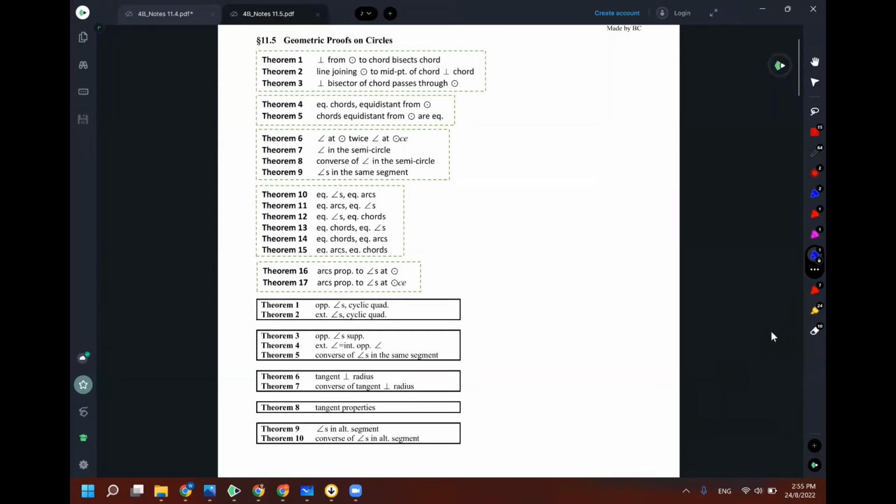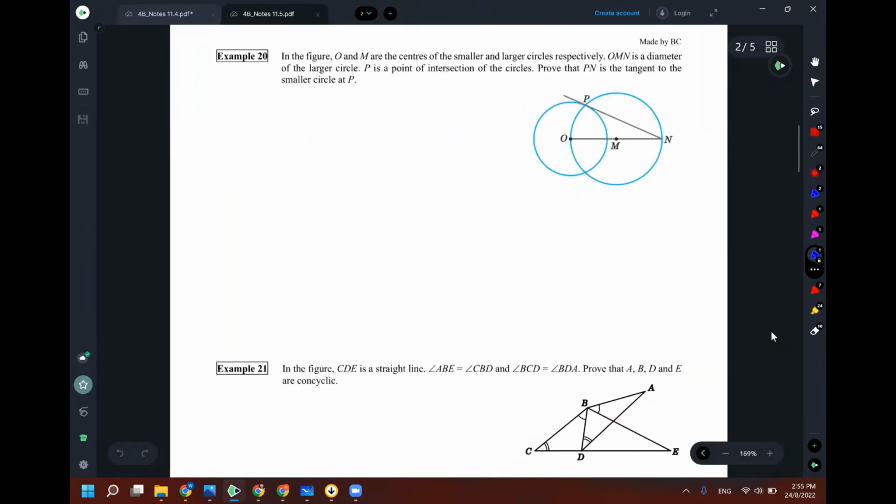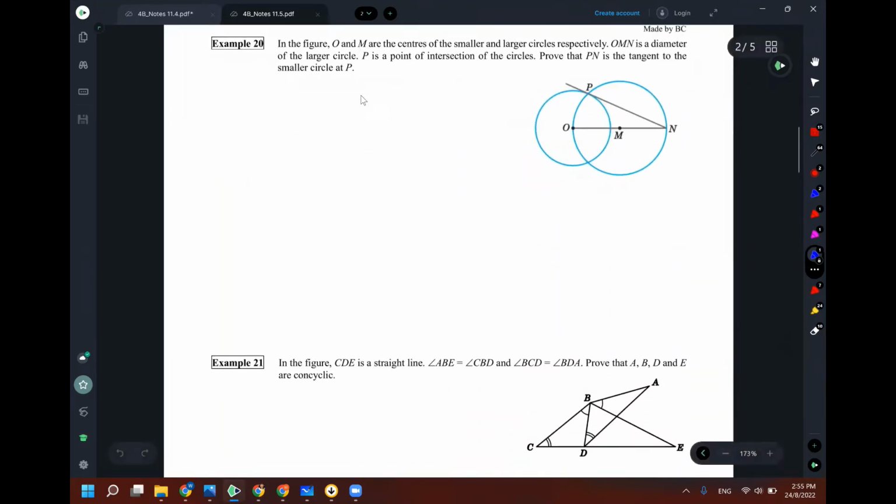Now let's look at examples from the textbook. Example 20. The two circles, the bigger circle and the smaller circle. Now you can see that the smaller circle, the center is on the circumference of the bigger circle. And P is one of the intersections. Okay? And we need to prove that PN is the tangent.